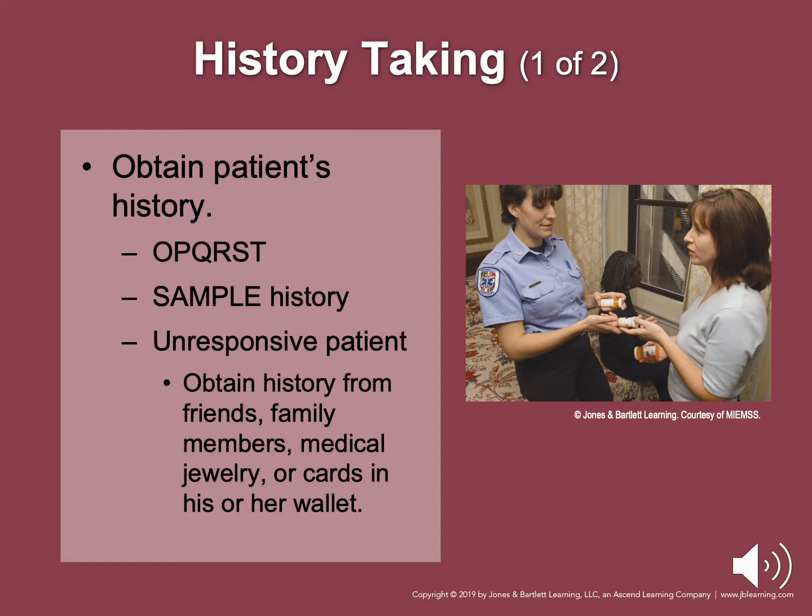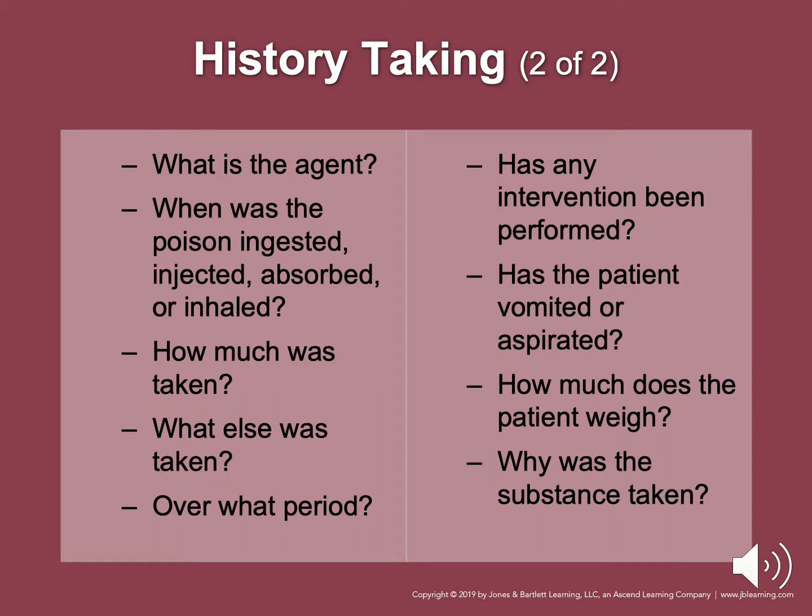With your SAMPLE, you need to ask what was the agent, when was it ingested, injected, absorbed, or inhaled, how much if possible was taken, and what else was taken, if it was a toxic ingestion, over what kind of period. Sometimes, especially with alcohol consumption, it could happen over a period of weeks. Has any kind of intervention been performed? Has any antidote been administered? Has the patient vomited or aspirated? How much does the patient weigh? And what kind of substance was taken?